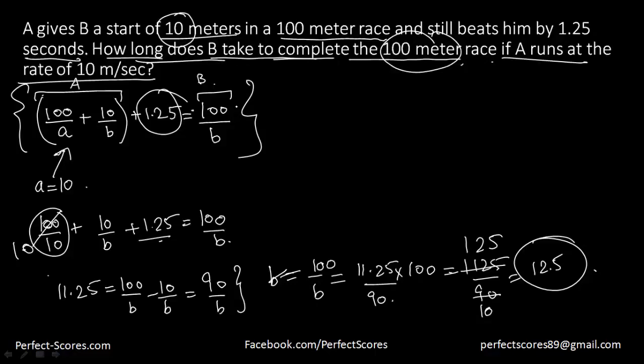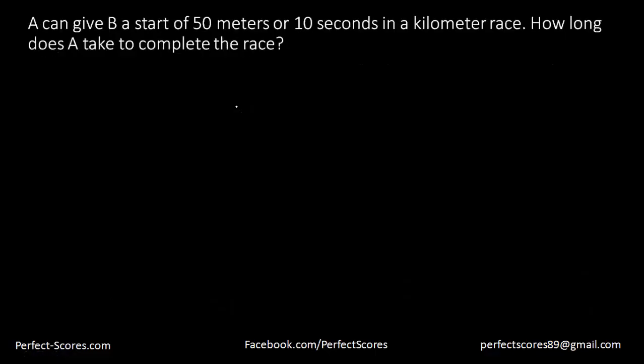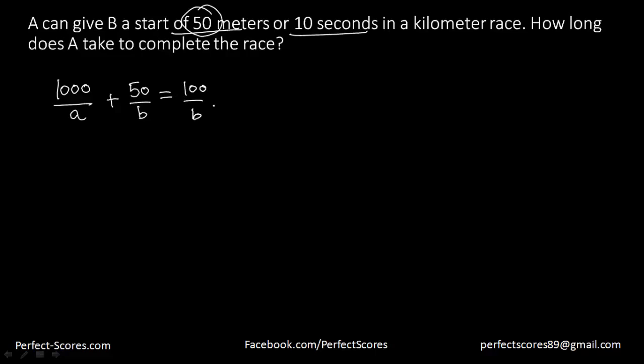Fine. So let's see another question on the very same thing. It says that A can give B a start of 50 meters or 10 seconds in a kilometer race. So again, it's the same question. It's a kilometer race, so the time taken by A is going to be this. He can give a 50-meter head start, and that is going to be equal to the total time taken by B.